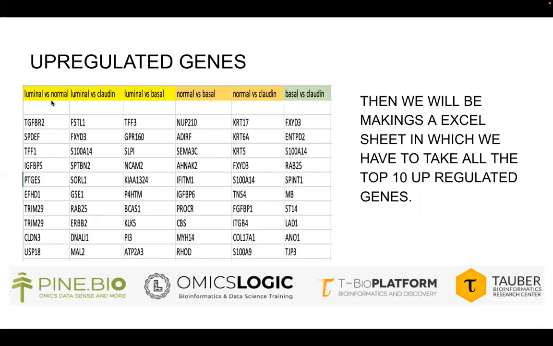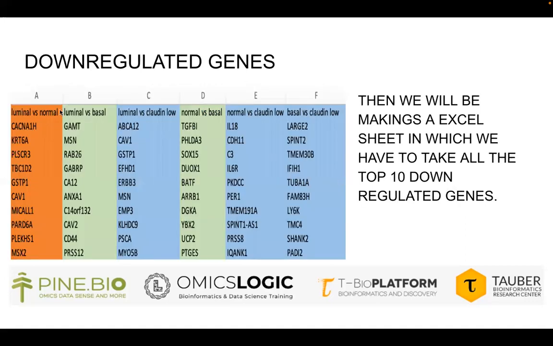So from this we can find out the formula of fold, and from that we can find out the top 10 upregulated genes. So for luminal normal, we have these; luminal Claudin, these; luminal basal, these; normal basal, normal Claudin, and basal Claudin. And then the same goes for downregulated. So these are the genes responsible for the least amount of cancer regulators.